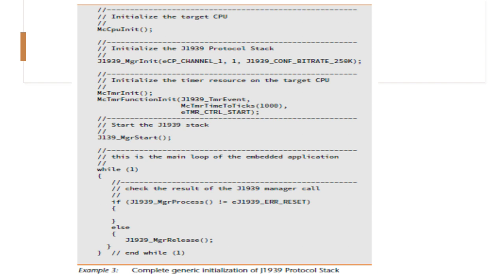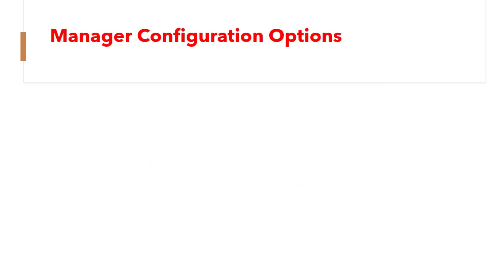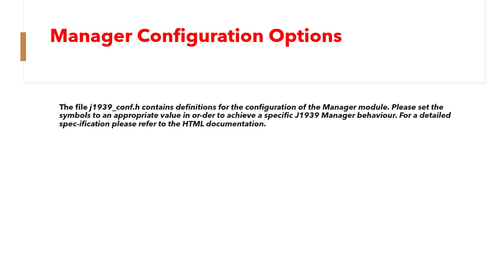Next we will look into the manager configuration options available. What are the manager configuration options available? J1939_config.h contains definitions of the configuration of the manager module. Please set the symbol to an appropriate value in order to achieve the manager behavior. For detailed specification, please refer to the HTML documentation given to you.